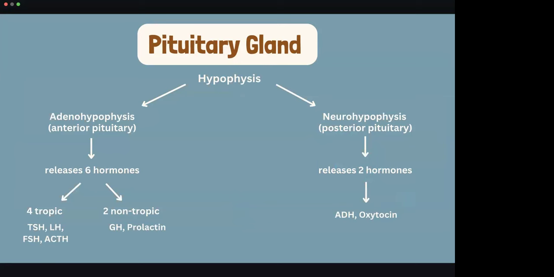Okay, now I'm pretty sure you guys are familiar with this already. The anterior pituitary releases 6 hormones, the 4 tropic hormones and the 2 non-tropic hormones. The anterior pituitary synthesizes and releases these hormones, but the posterior pituitary actually takes hormones from the hypothalamus, which produces them, and they store the precursors of ADH and oxytocin. You guys probably know what tropic and non-tropic means. Tropic means that they stimulate other endocrine glands, while non-tropic hormones act on the target organs themselves. This is just a recap.